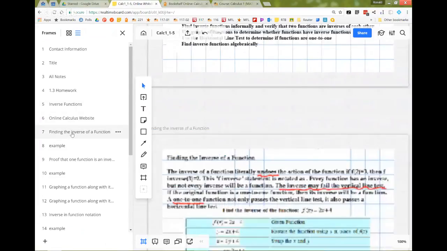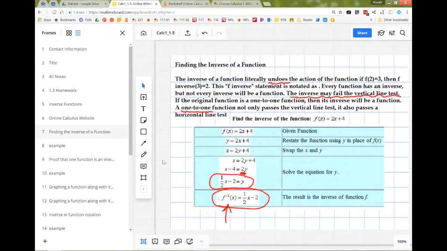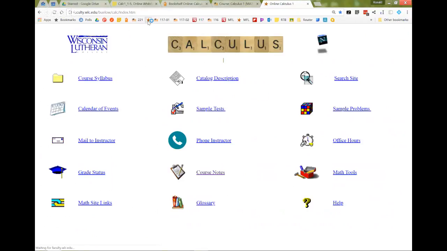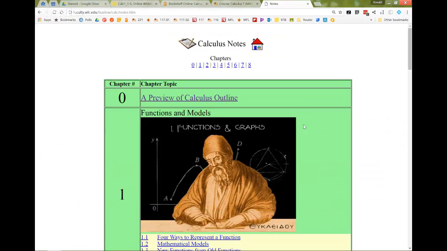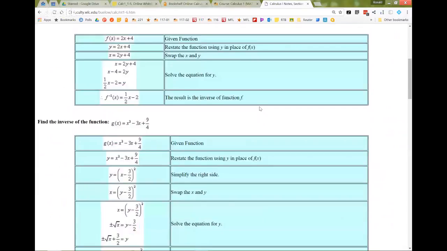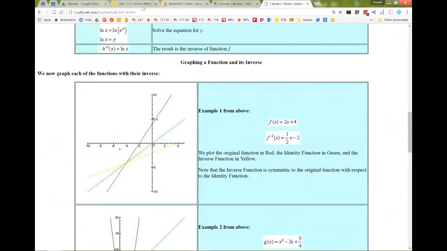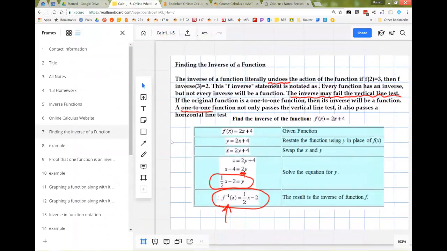All right. I want to show you something here. I don't normally do this, but I borrowed from my website. If we go to the accompanying calculus site, you will see that there's a lesson called inverse functions. I have grabbed a couple of things from that site that I'm going to be showing you today. Okay, so the inverse of a function literally undoes the action of a function.